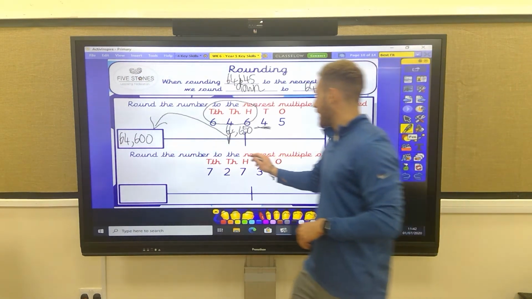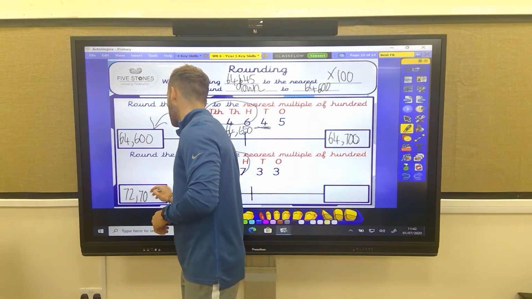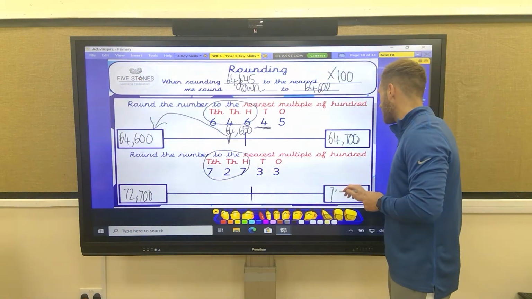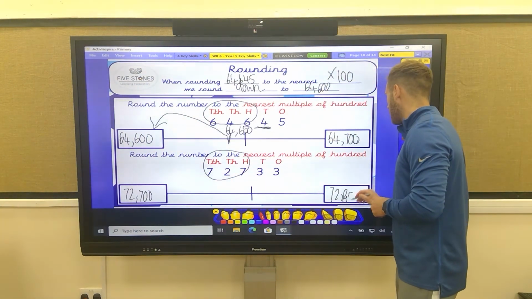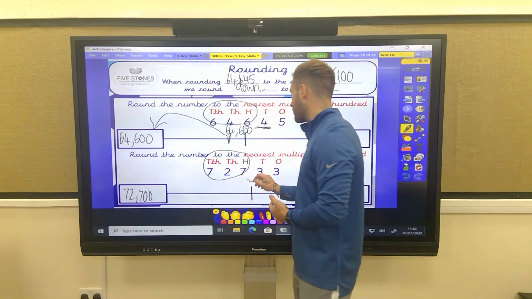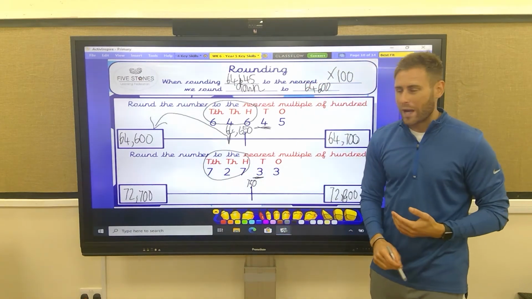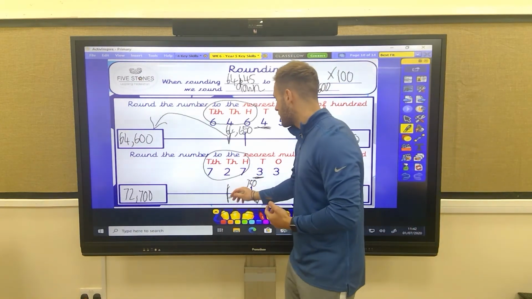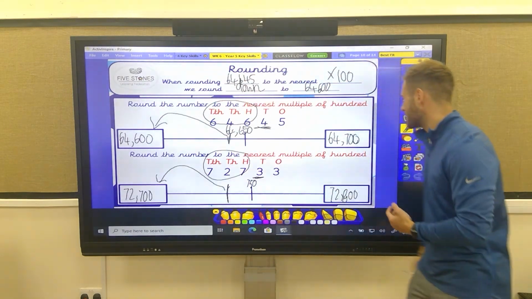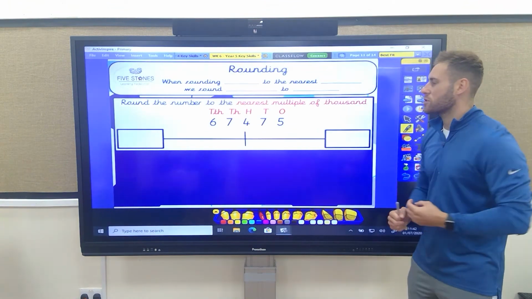Right, we are currently at 72,700. Before that, we would have been at 72,600, 72,700, now 72,800 could be a possibility. The midpoint between 700 and 800 would be 750, but actually we're not quite at 50, we're only at 30, meaning we need to round down, don't we? Fantastic. Again, we're off, rounding to the nearest multiple of 1,000.